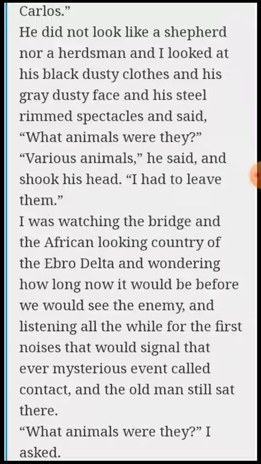"Various animals," he said, and shook his head. "I had to leave them." Then the old man replied, there were various animals, and he shook his head, and then he added, I had to leave them. That is, I was forced to leave them. I did not intend to leave them alone, but I had to leave and come alone.